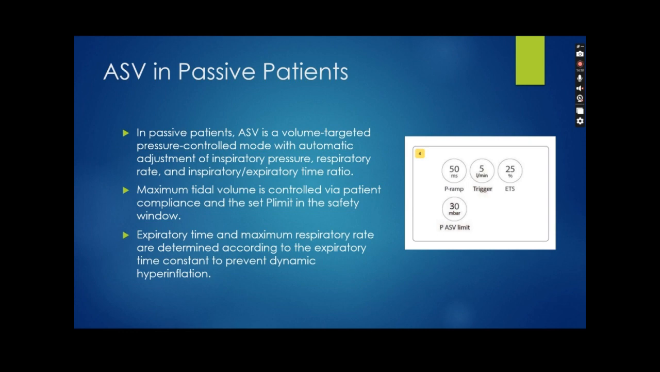Also, the expiratory time sensitivity percentage will automatically default to 25. But you also want to make sure that that is set appropriately to prevent hyperinflation. Usually 25% is a good place to start, and then increase it and decrease it as needed.